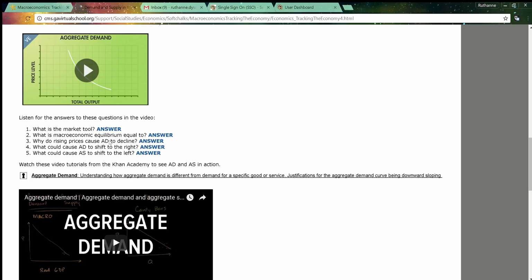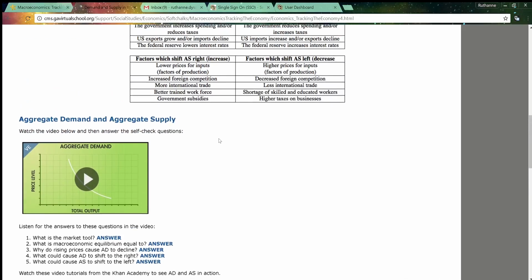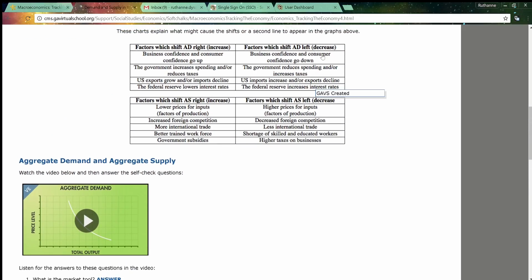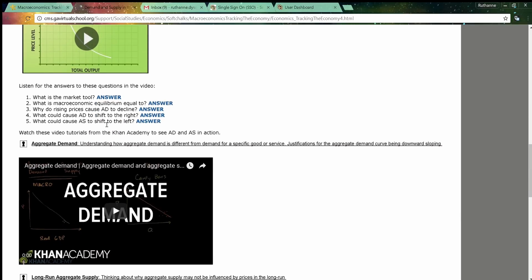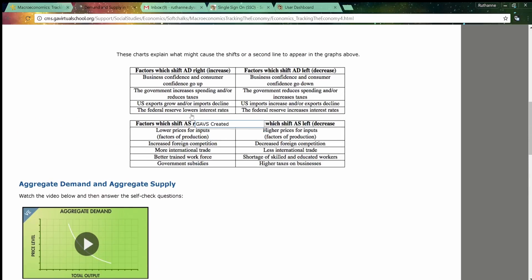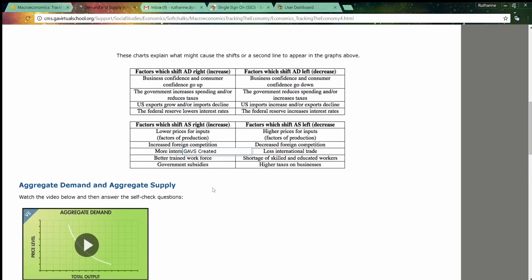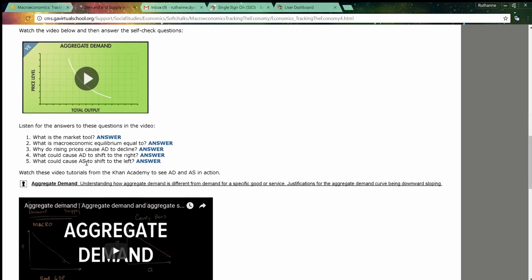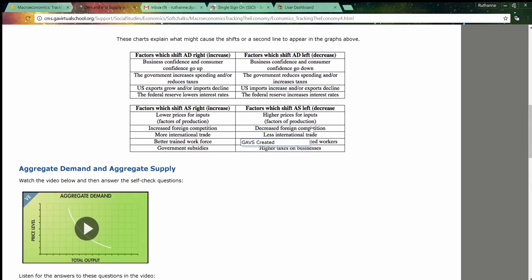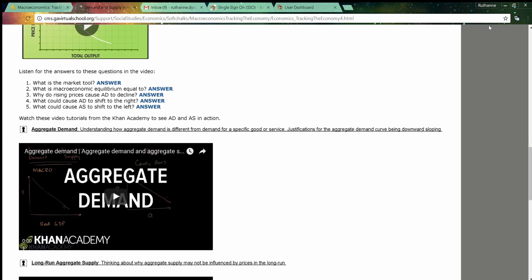Why do rising prices cause AD to decline? I'll let you think about that one, but any of these reasons up here will cause it to decline, and anything like that. What could cause AD to shift to the right? So we know that AD is increasing. Again, any of these factors right here. What could cause AS to shift to the left? Again, left, decrease. Any of these factors up here. All right, so now we're going to move on to the quiz.